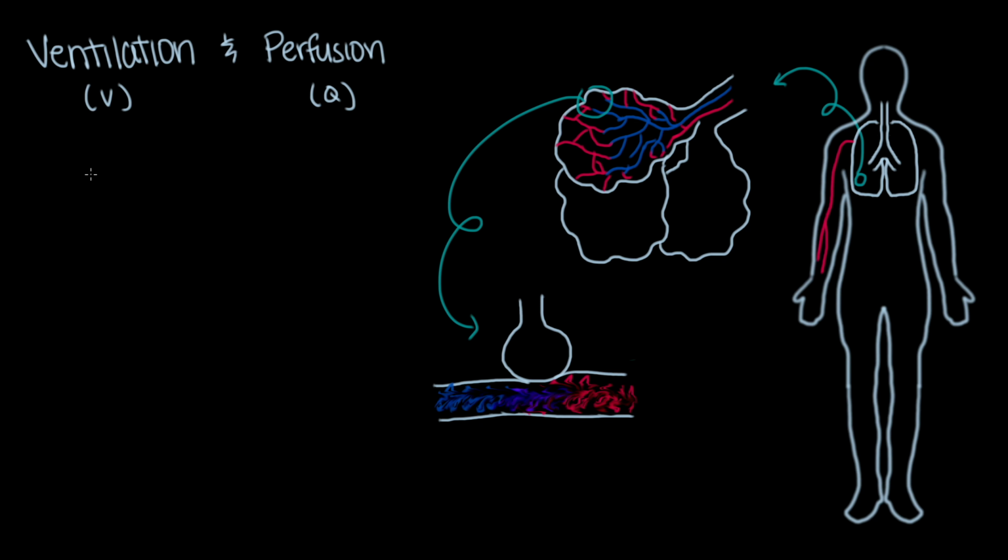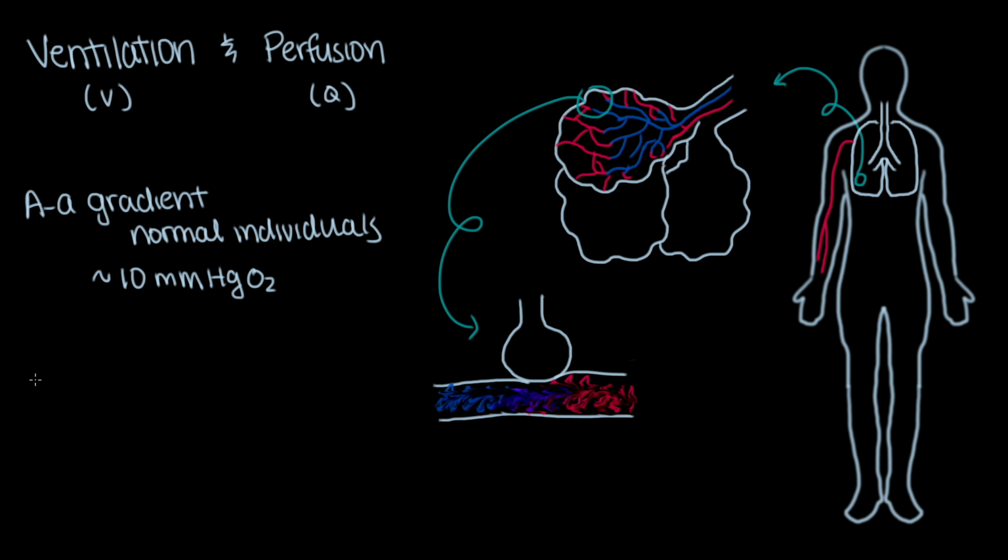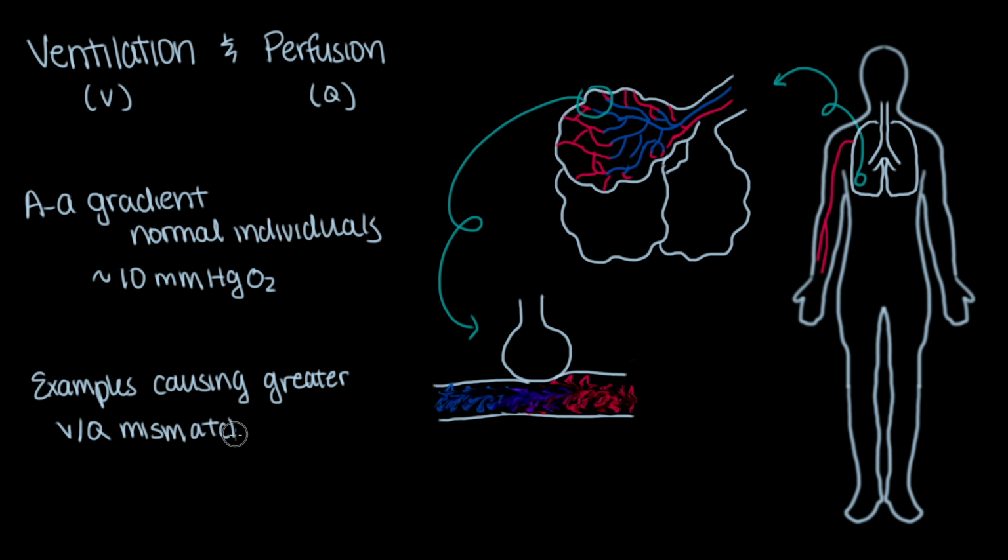In this video, we will go over an intuitive overview of the concept of ventilation and perfusion of the respiratory system, which will help explain why we have a non-zero physiological AA gradient, as well as, toward the end, we'll go over some common pathologies that lead to a greater AA gradient as a result of ventilation-perfusion or VQ mismatches.